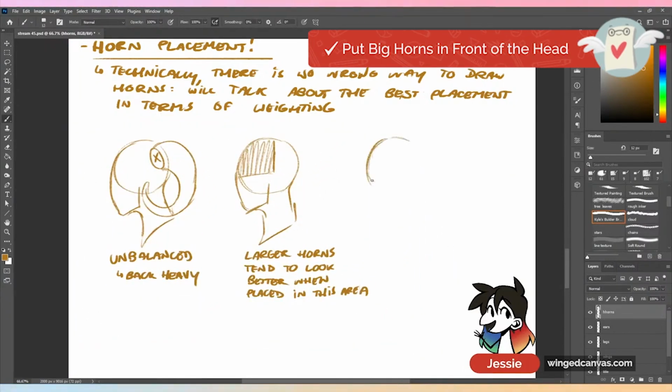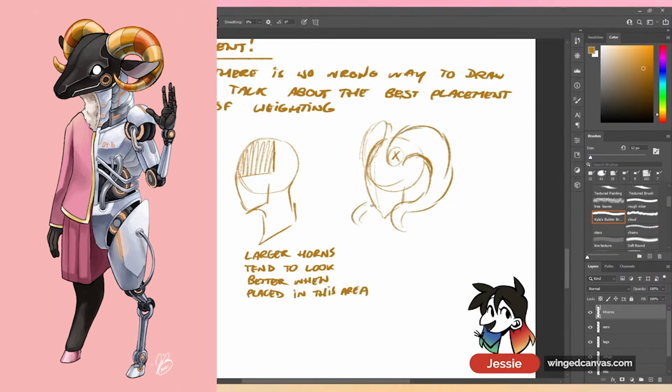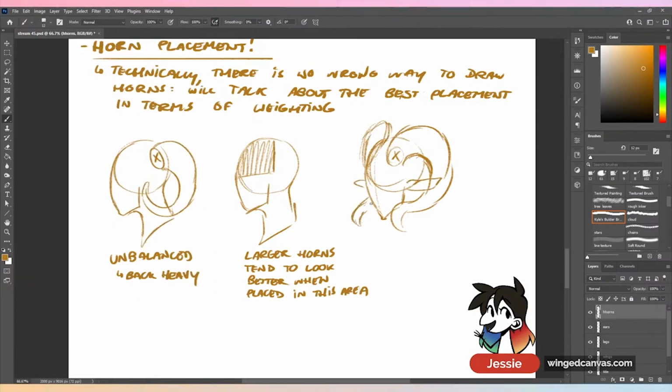So if we've got really big, funky ram's horns, what I like to do is I start them from the top, and bring them around like that. That tends to look really nice. Because it wraps around the head, it's almost like you're giving your character a helmet. So this feels a little bit more balanced.